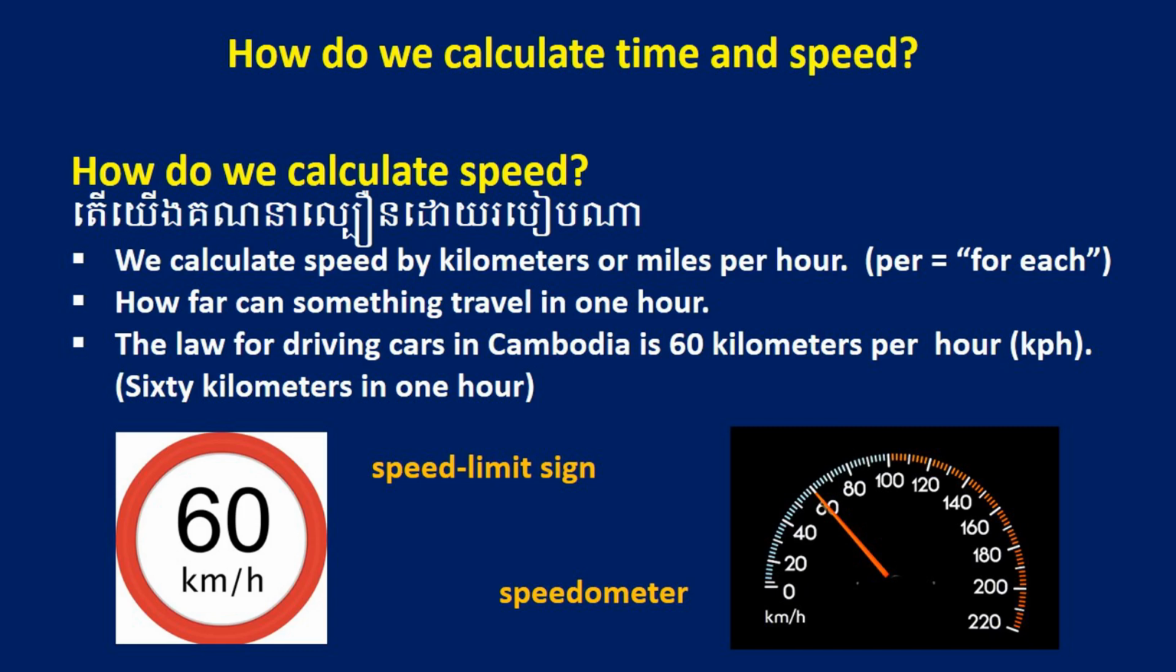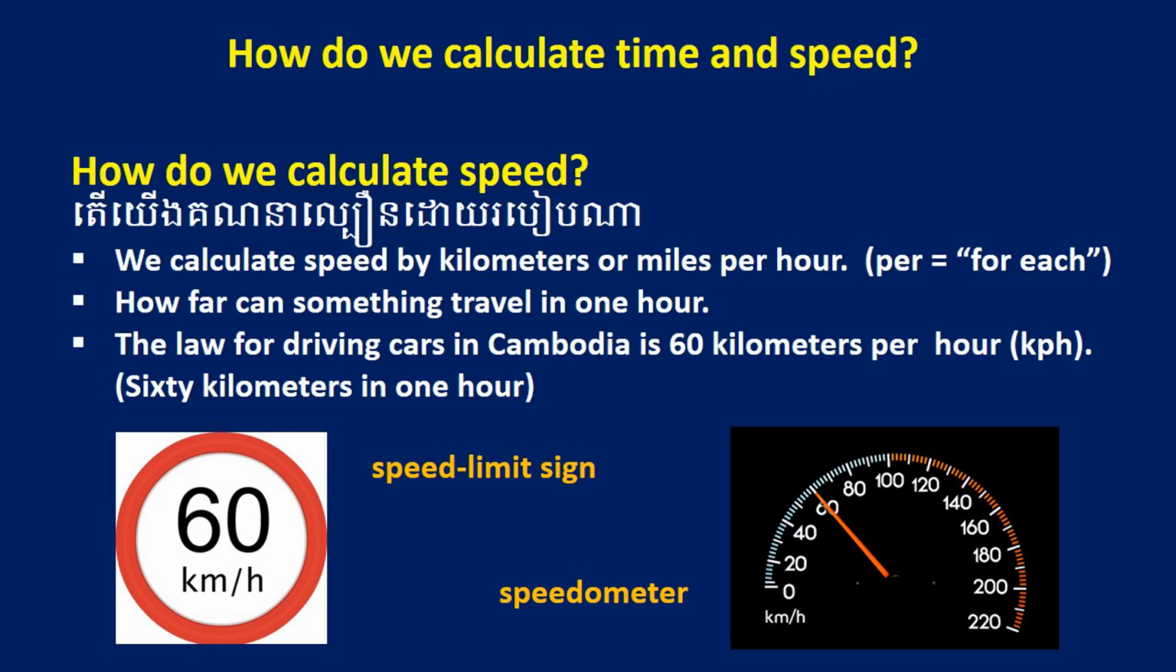On the right, we have a picture of what we call a speedometer. You have a speedometer on your moto, and you have a speedometer on your car. Say this after me. Speed limit sign. Speedometer. Okay? Read this with me. Read it all. Say it after me.